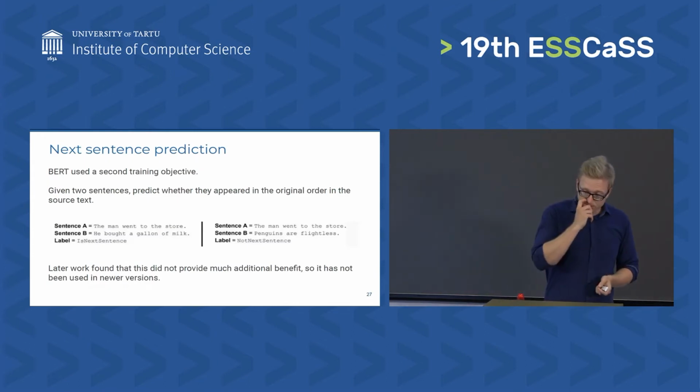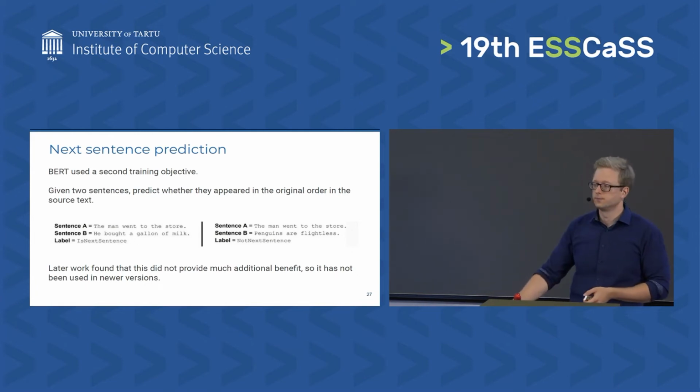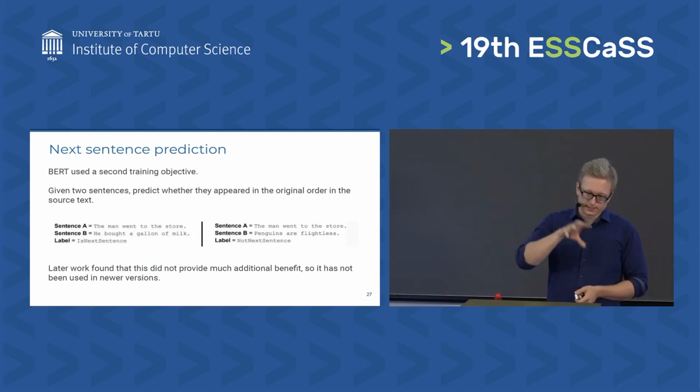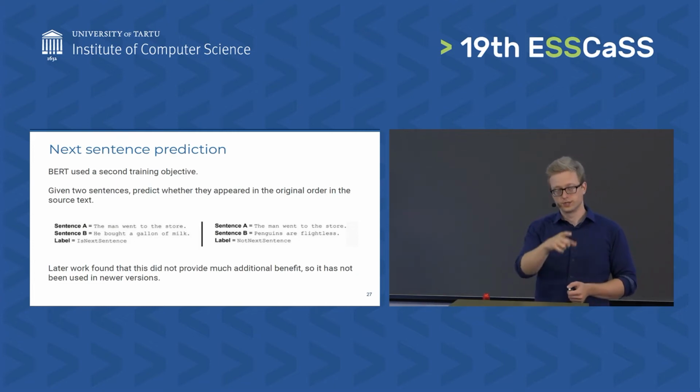In practice, BERT also included a second objective called next sentence prediction. There the idea was, let's give two sentences as input to BERT and have it predict whether the two sentences came in that particular order in the original data. Later work has found that this task doesn't really provide much additional benefit, and most of the future encoders have actually omitted that. So the heavy lifting is done by the masked language modeling objective.